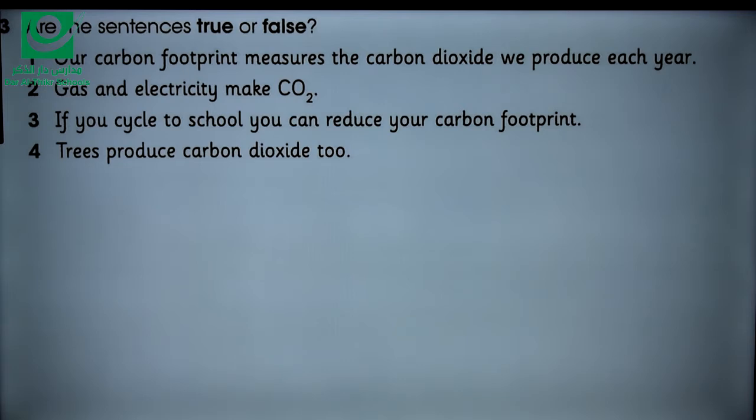Our carbon footprint measures the carbon dioxide we produce each year. Is it true or false? Go back to the text and tell me. Yes, it's true. Number 2, gas and electricity make CO2. Is it true or false? Yes, it's true. If you cycle to school, you can reduce.